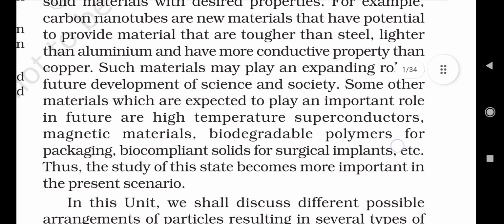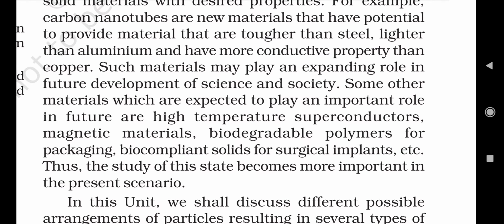Some other materials which are expected to play an important role in future are high temperature superconductors. Superconductors are the materials which have no resistance at all. But what we are trying to do is make them work at high temperature. Superconductivity is only achieved at low temperature, but it is our effort that we are going to achieve high temperature superconductors in the near future. Then even at room temperature we will get conductors that have no resistance at all.